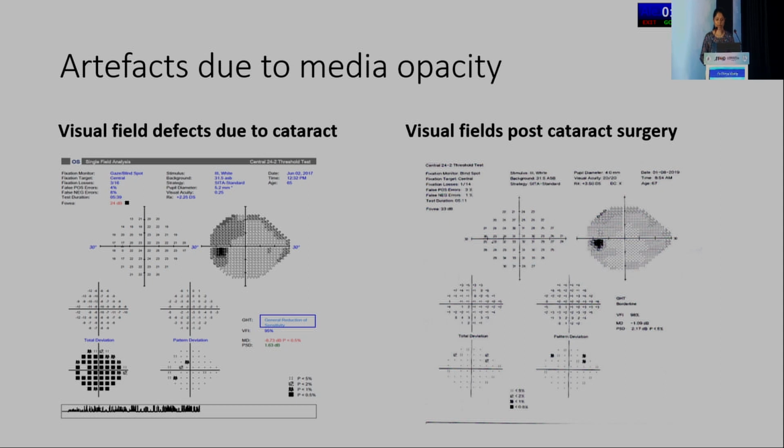Artifacts due to media opacities. This is commonly seen due to cataract or uncorrected refractive errors also. The first visual field is showing generalized reduction in sensitivity due to cataract. Post-cataract surgery, the repeat fields are normal.